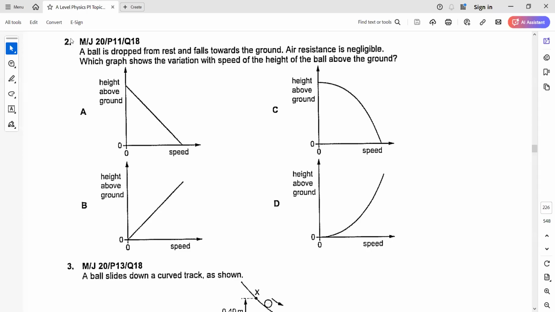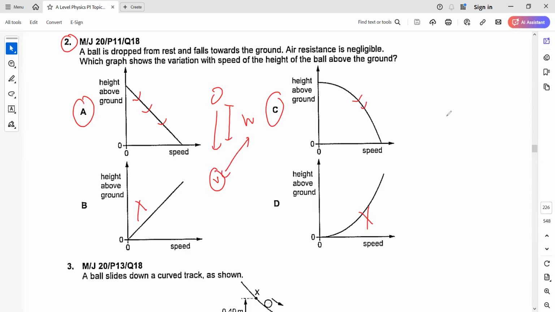This is the curve that says a ball is dropped from rest and falls towards the ground. Air resistance is negligible. Which graph shows the variation of the speed with the height of the ball? So, this is going down. They want us to find out the relationship between height and speed. Air resistance is not there. As it gains speed, height should decrease, right? So, this is not possible. This is not possible. So, it's either A or C. Is it going to be like this or like this? Basically we need to relate these two. So equation of motion is going to help us here.